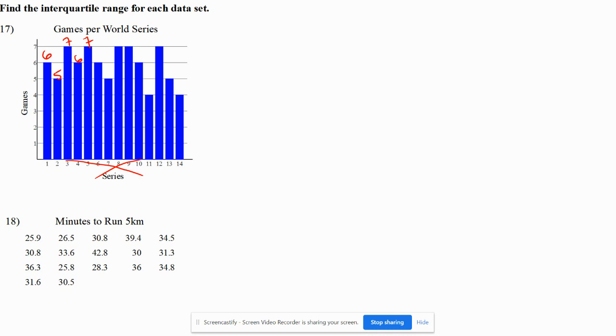Let me put my numbers in order from small to large. Let me start by counting how many numbers I have. I happen to have 14 of them. 14 is an even number. 14 divided by 2 is 7. So let me draw a line such that I have 7 numbers on each side of my line.